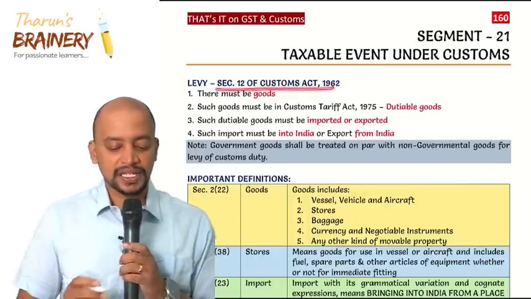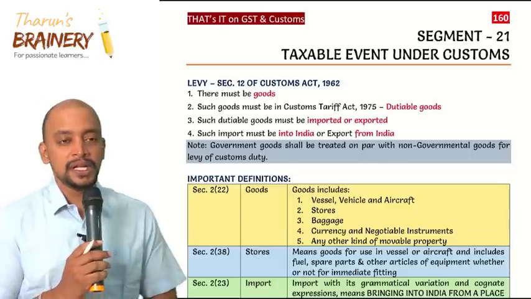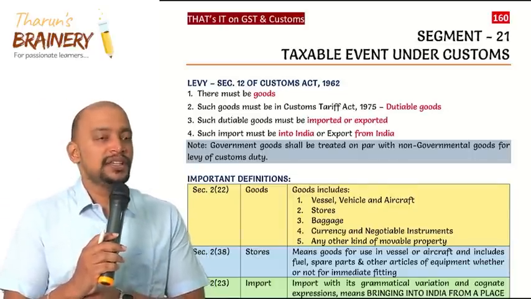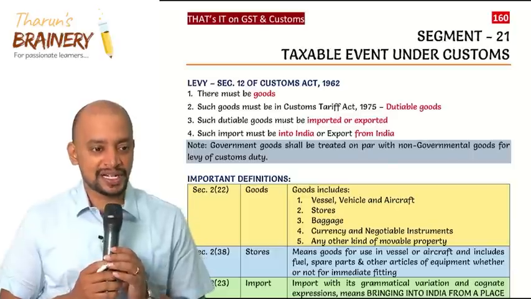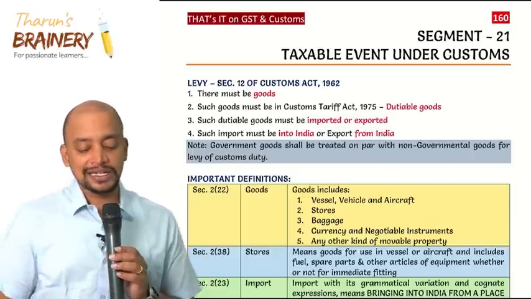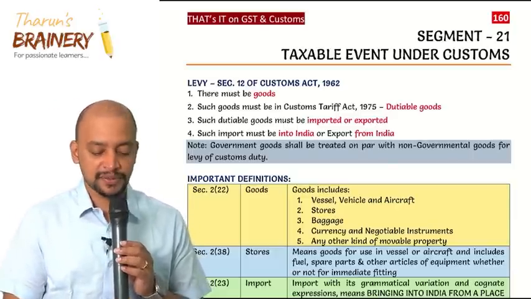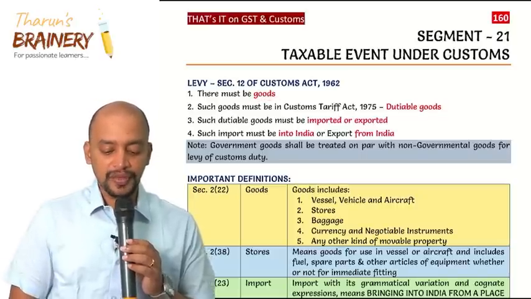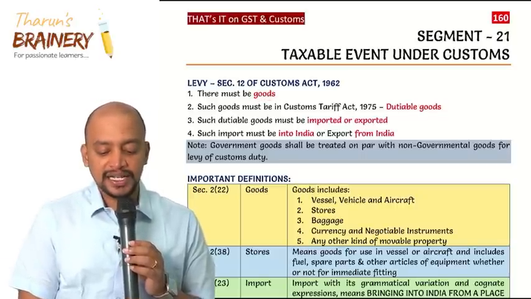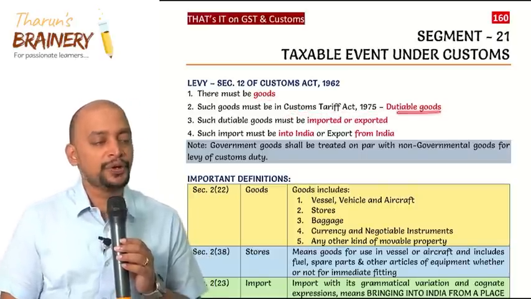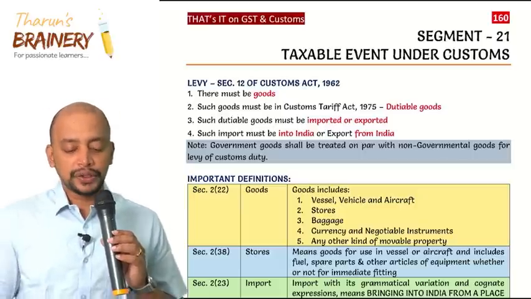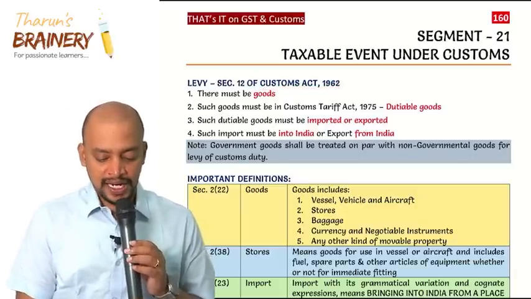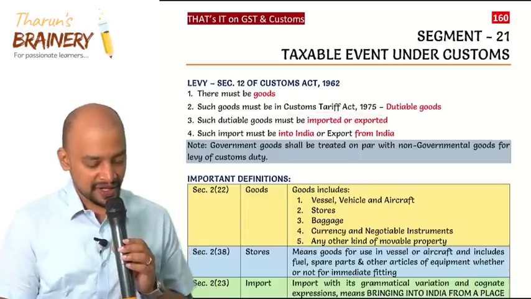Section 12 of Customs Act 1962 says that for the purpose of levy of customs duty, there must be 4 conditions that should be satisfied, and if all these conditions are satisfied, then there is levy of customs duty. What are those 4 conditions? There must be goods. Such goods must be in Customs Tariff Act, means they should be dutiable goods. So here 2 acts you need to remember: Customs Act 1962 and Customs Tariff Act 1975.